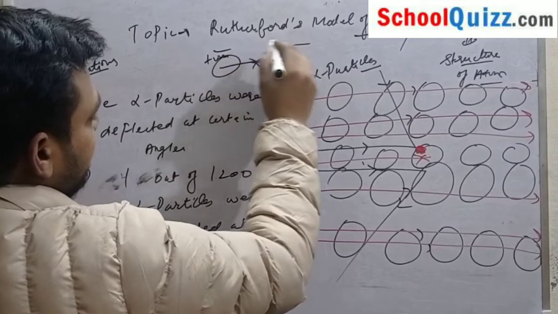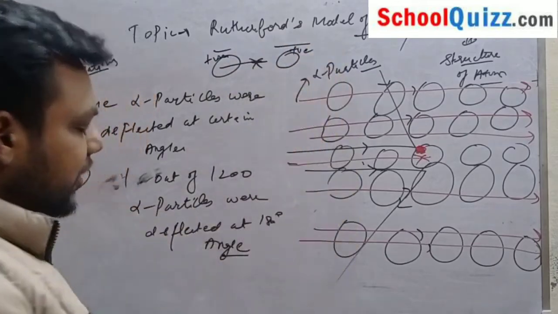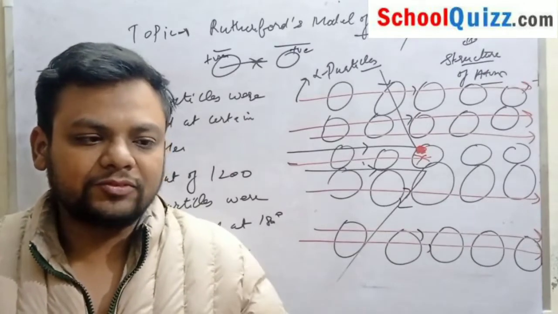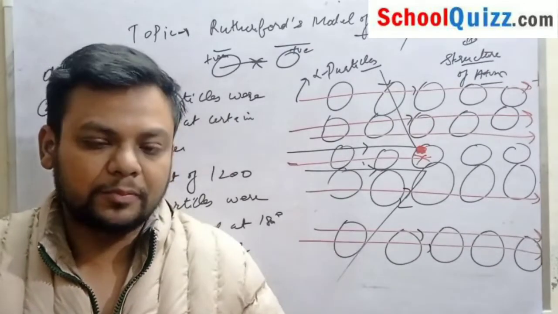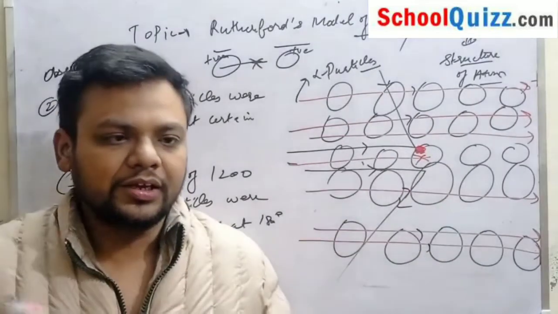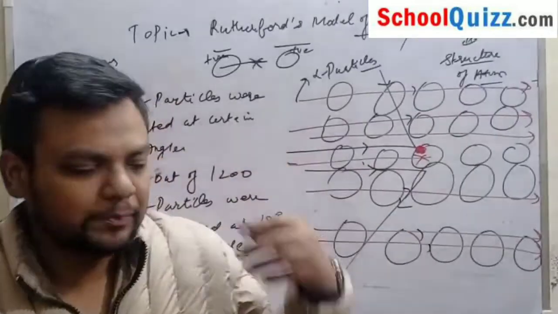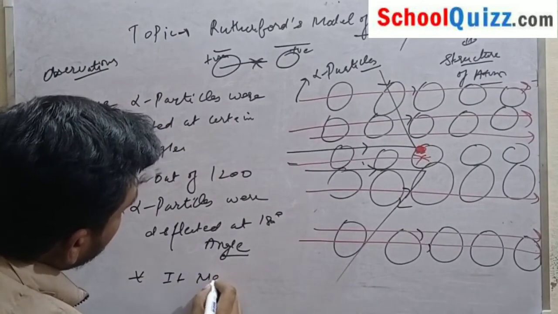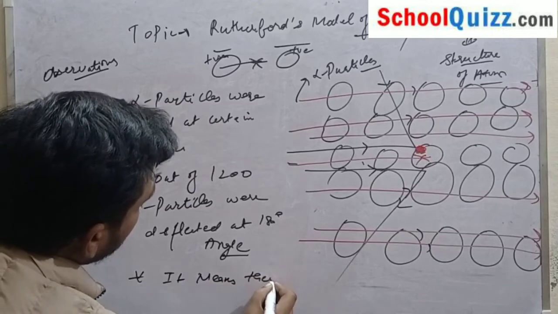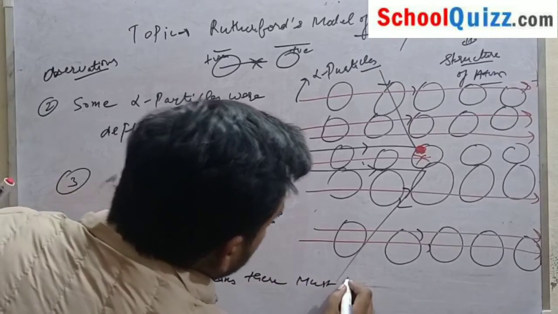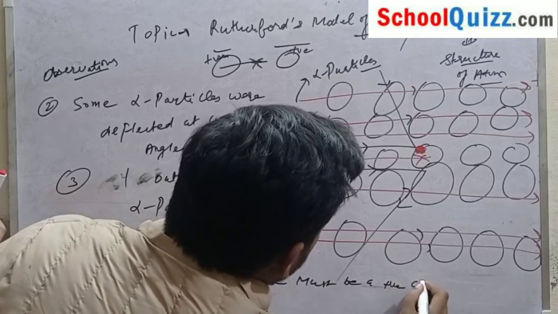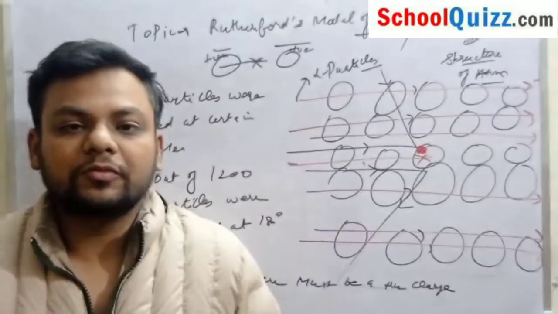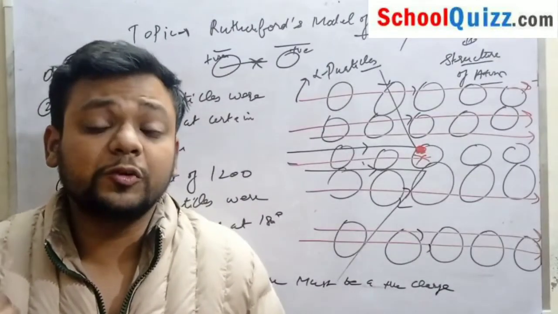it means it is also positively charged. There must be positive charge there. If there is negative charge, they will attract each other. But as the positive charge is repelling, as the positive charge is coming back, it means there must be a positive charge, which was regarded as nucleus.